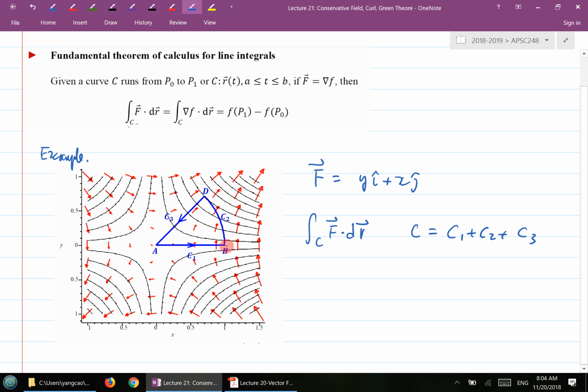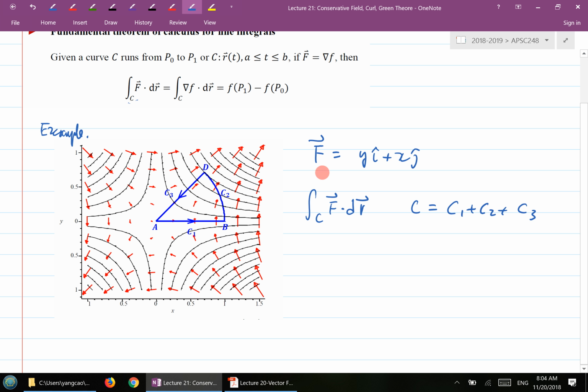However, for this particular vector field F, it happens to be a gradient operation of a scalar function, where this small f equals x times y. Now, you might question, how do you know this F equals del of xy, right? I will show you how we know that after this example here.